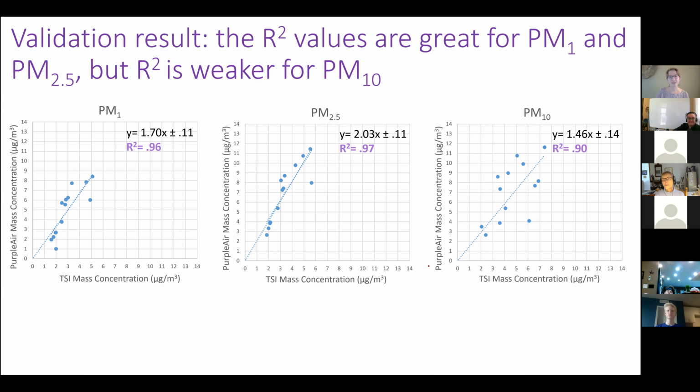So if we check out our R-squared values, we see that they're really good for our PM1 and our PM2.5 data. So with PM1, we've got an R-squared of 0.96, which is super close to 1. Similarly, for PM2.5, we have an R-squared of 0.97. But if we're being conservative, we notice that our PM10 data has a slightly lower R-squared value.